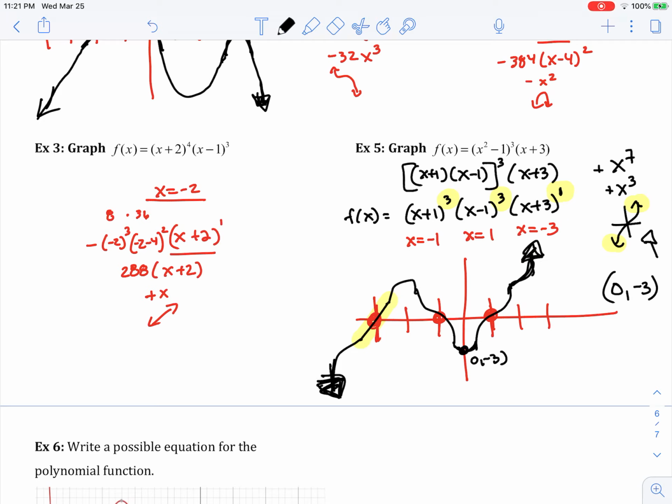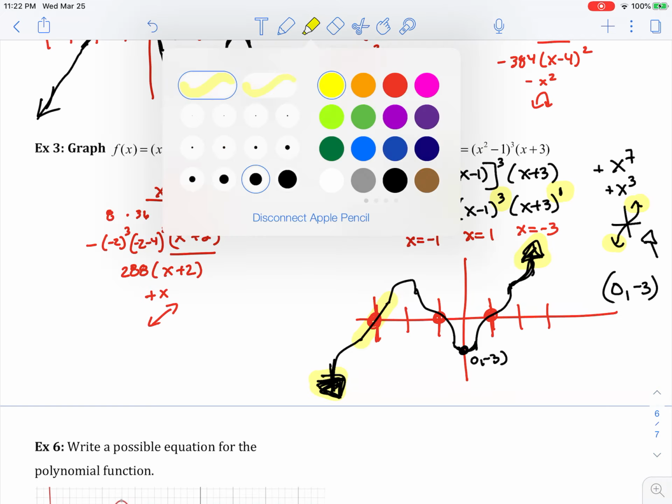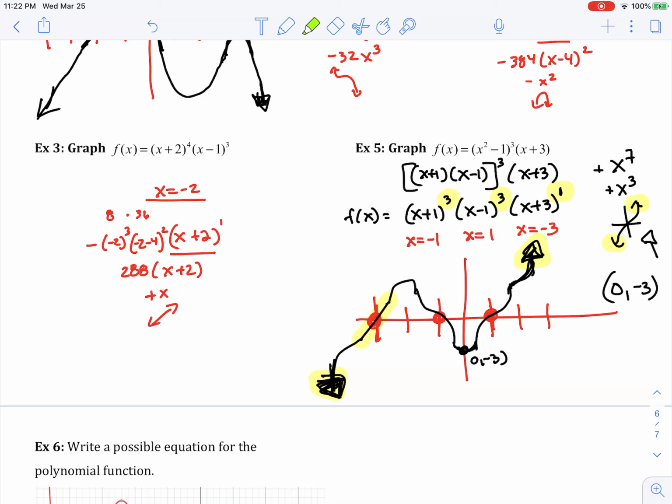So our overall graph is going to look something like this, and again, this is just a real general shape. But the more important part is the overall degree was an x cubed, so coming up on the right and going down on the left, and that our behavior around x equal to -3 was linear, around x equal to -1 was cubic, and around x equal to +1 was cubic. And we're just combining all of those behaviors together, which gives us our overall graph.